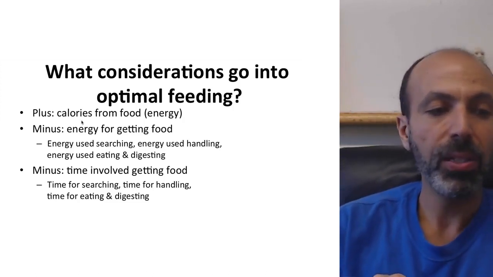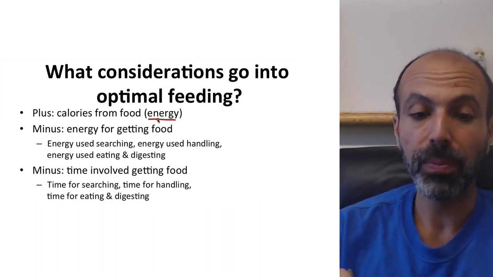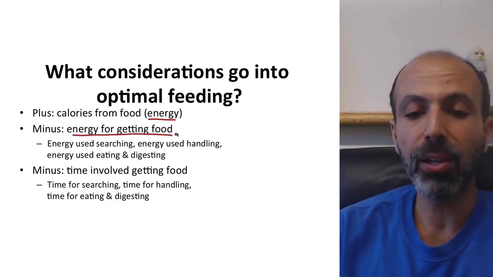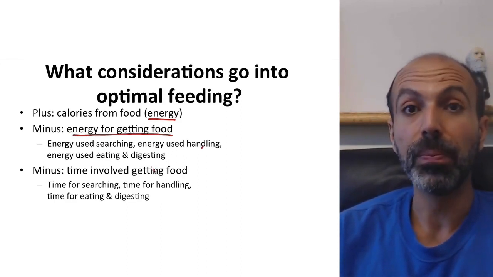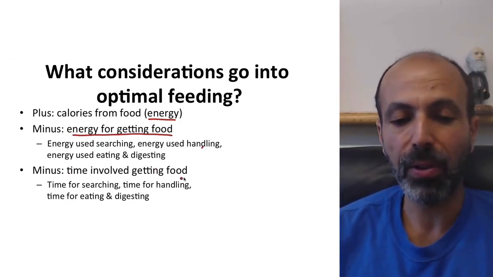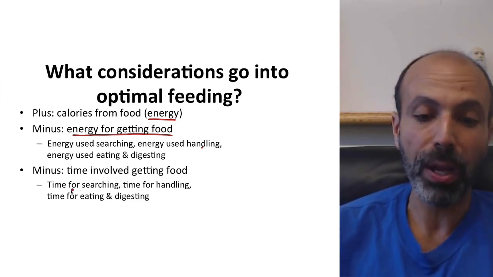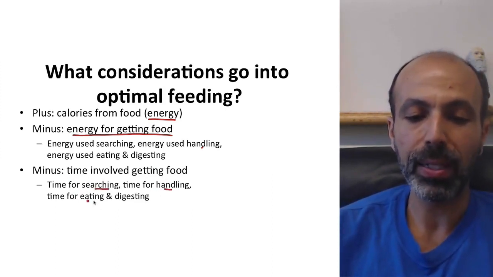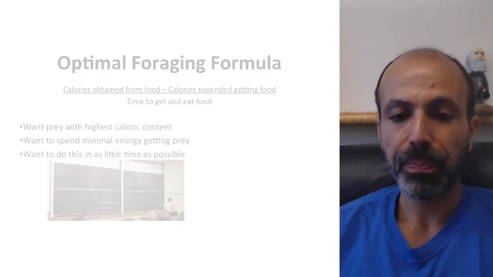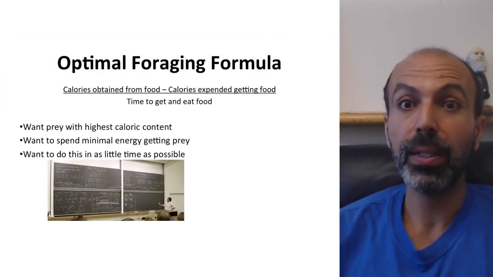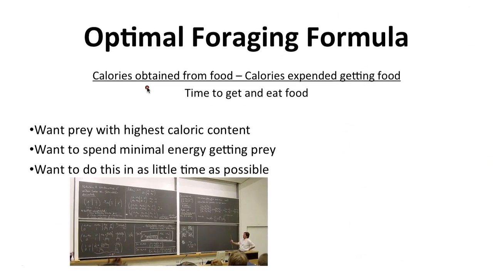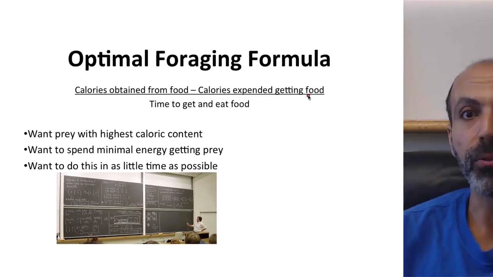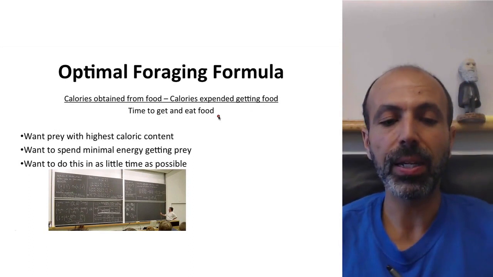So on the plus side, you're getting calories from food. That's your energy. On the minus side, you're expending energy to get the food. So energy may be involved in searching, handling, eating, or digesting. And on the minus side, there's also time involved in getting food, which also involves, of course, burning more energy: time involved in searching, handling, digesting. So if we were to put together a very simple formula for optimal foraging, we want to maximize this quantity. We want to maximize calories obtained from food minus calories expended getting food, divided by time to get and eat.